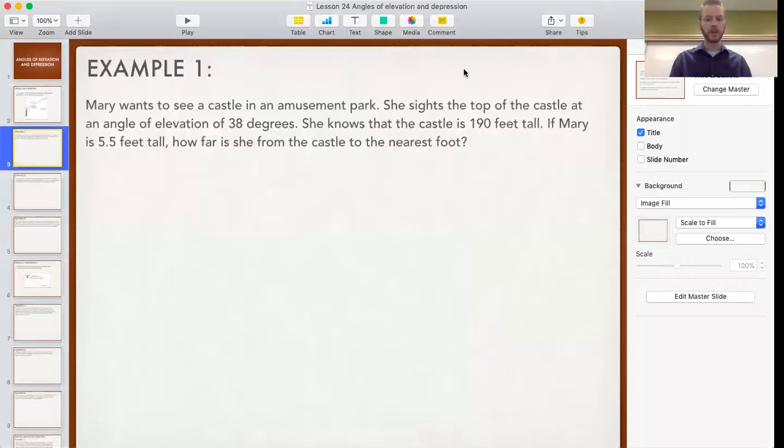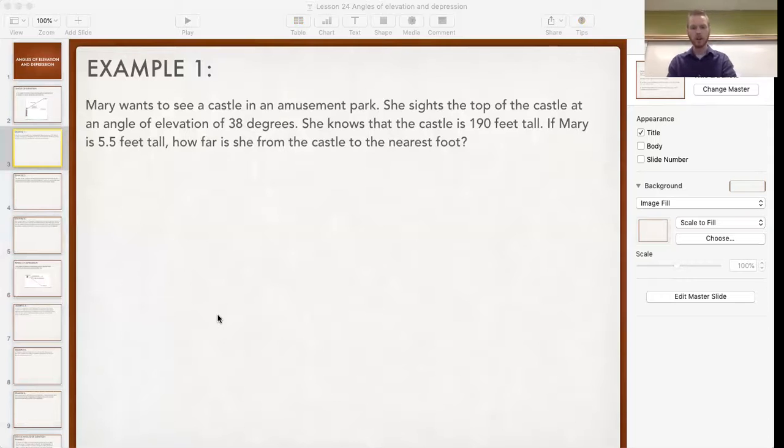All right. So here's the first problem. I'm going to try my best to draw this on here. Mary wants to see a castle in an amusement park. She sights the top of the castle at an angle of elevation of 38 degrees. She knows that the castle is 190 feet tall. If Mary is 5.5 feet tall, how far is she from the castle to the nearest foot?